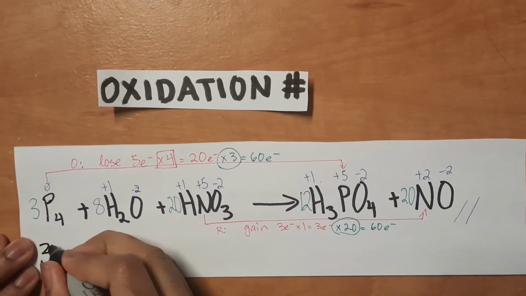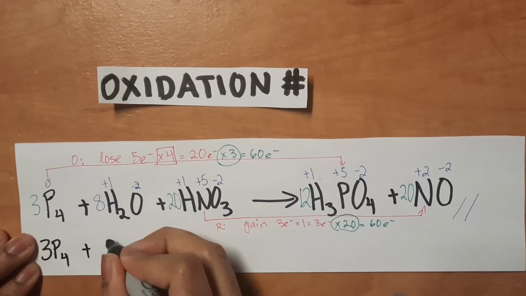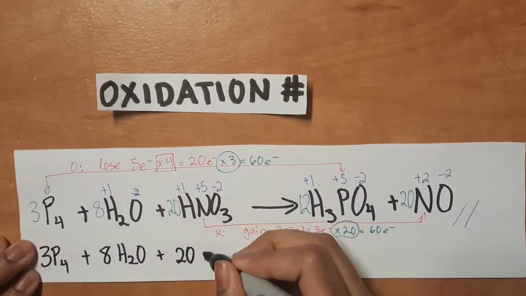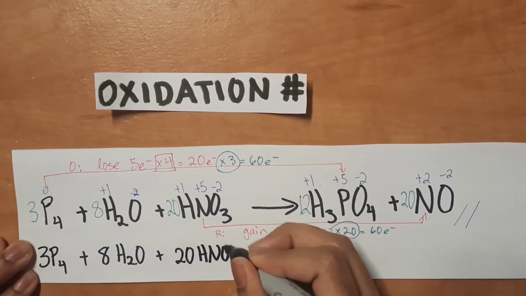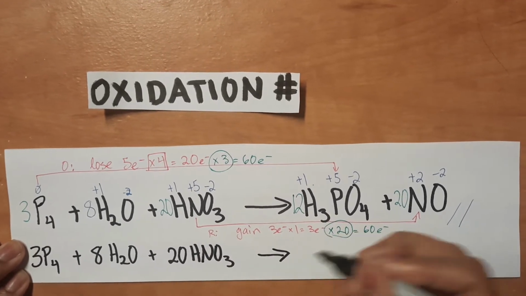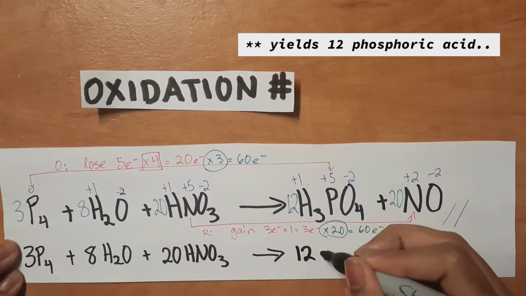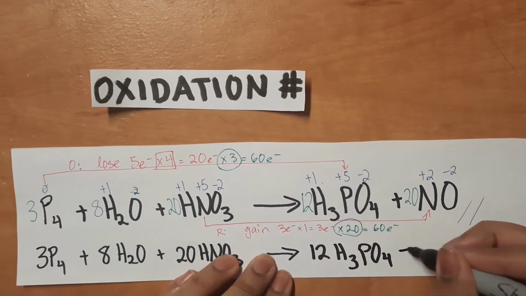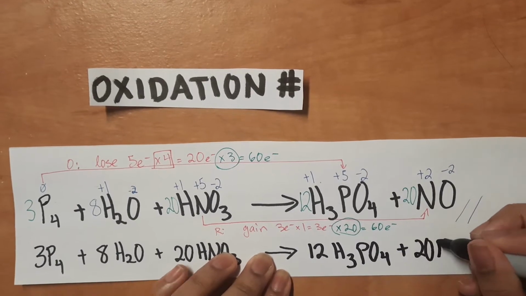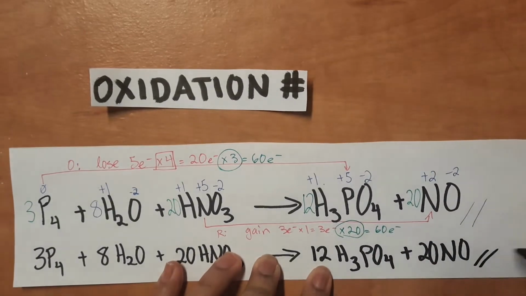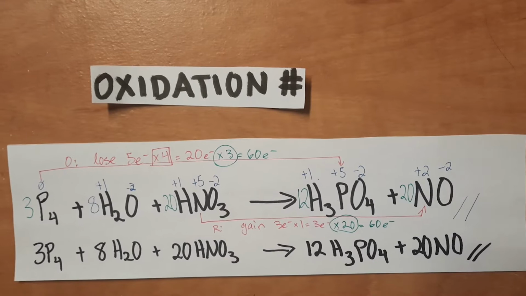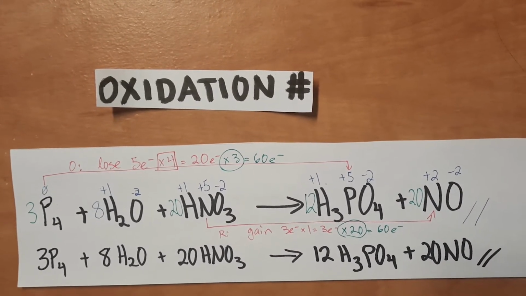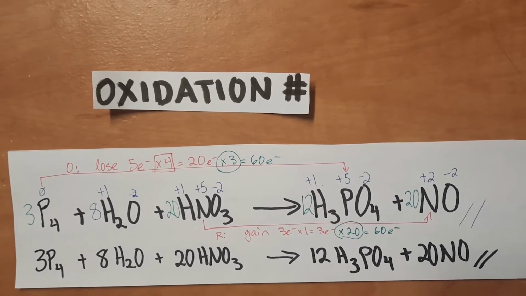So our final answer is 3 phosphorus plus 8 water plus 20 nitric acid plus 12 phosphoric acid plus 20 nitrogen monoxide. And we are now done with this example. We are done with oxidation method. We'll move on to ion-electron method, and we'll show 2 examples for that.